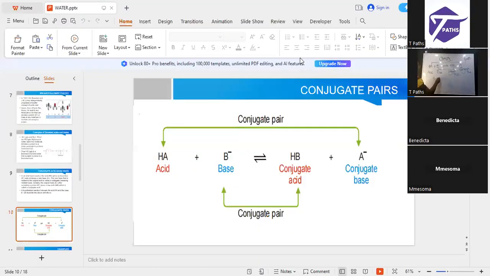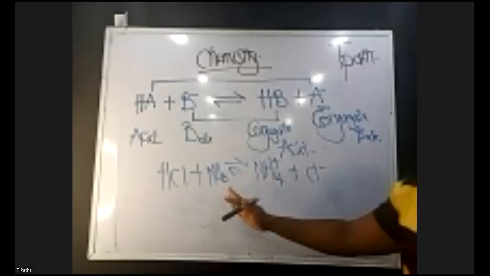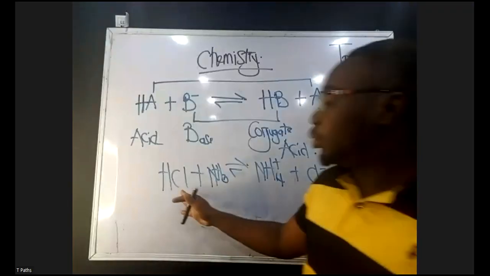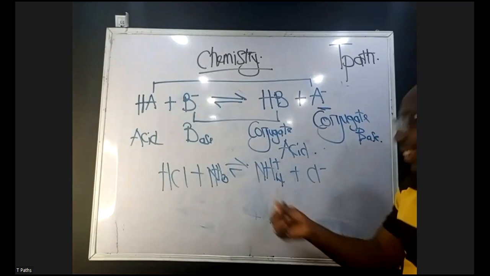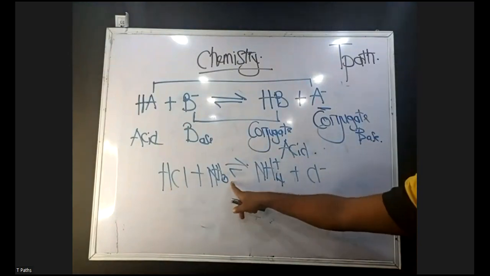HCl plus NH3. You have something like this: NH4 plus Cl minus. What can you see here? You can see NH3. You can see HCl. Now, if HCl donates a proton here, what happens? Let's see what happens. HCl donates a proton, the proton goes to NH3.